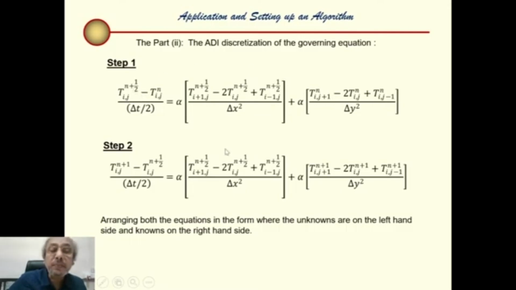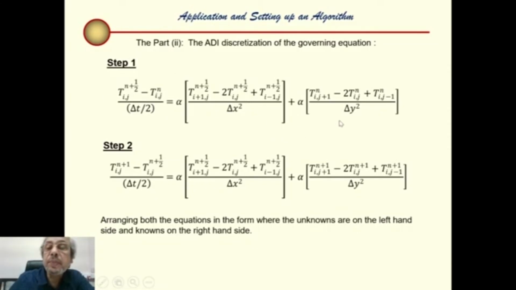Having known the n plus half level temperatures, we come to step 2. In the x direction we again retain terms corresponding to the n plus half level, and here the derivative del 2T del x2 is discretized using central difference. But in y direction we write the variables at the n plus 1th level, and obviously the temporal derivative at point ij is T n plus 1 minus T ij n plus half. Through this step we are going from T ij n plus half to T ij n plus 1 level, and the time step is delta t by 2. This is the usual thing we have learned.